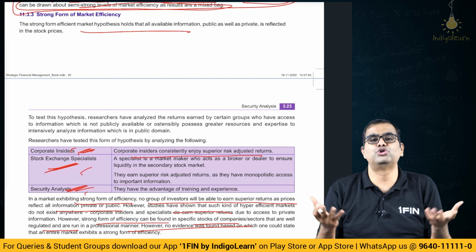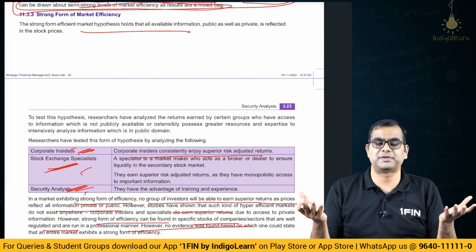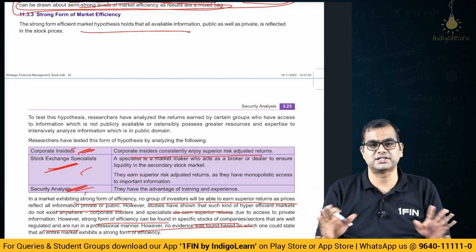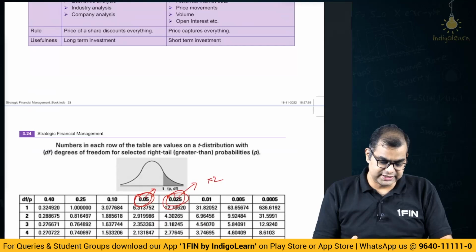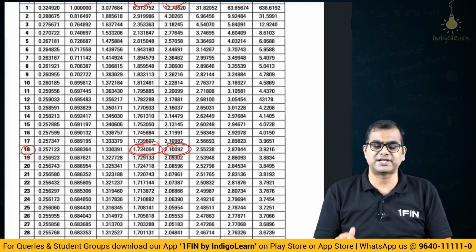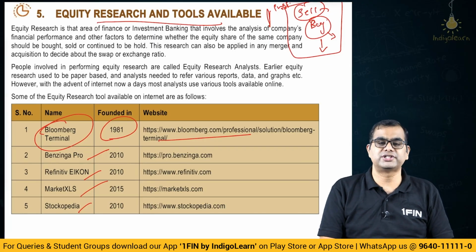So, this cannot exist. This is utopia. Utopia means a land in which everything is perfect. Such kind of perfect markets do not exist in the world. Okay, so these are the aspects that are covered in this particular chapter, and then they have added one more new topic, which is about equity research and tools available.